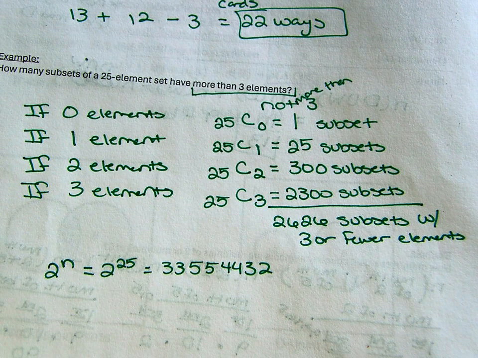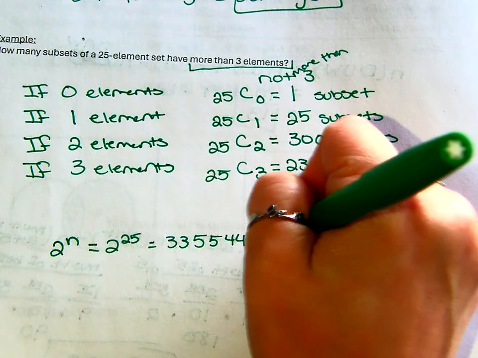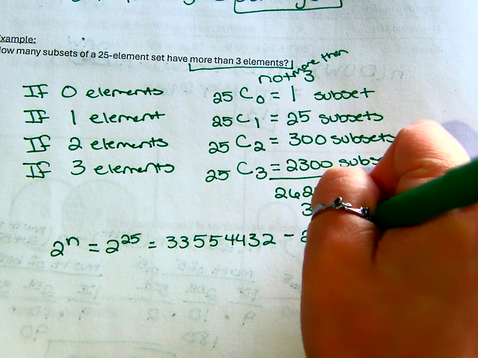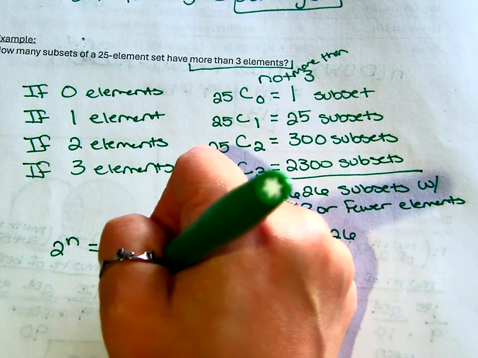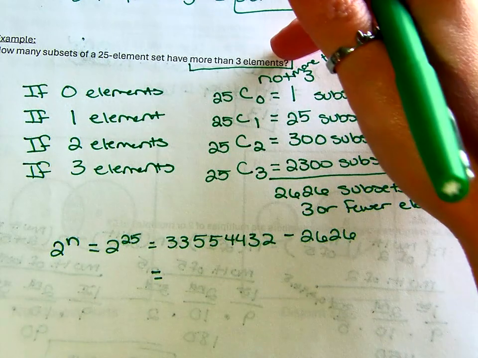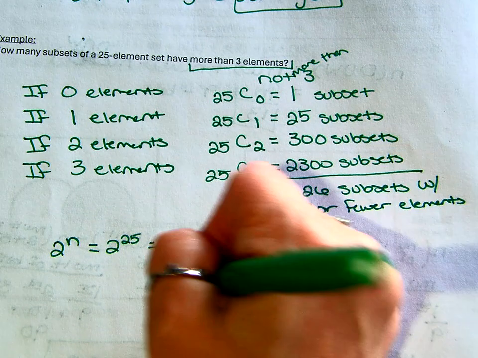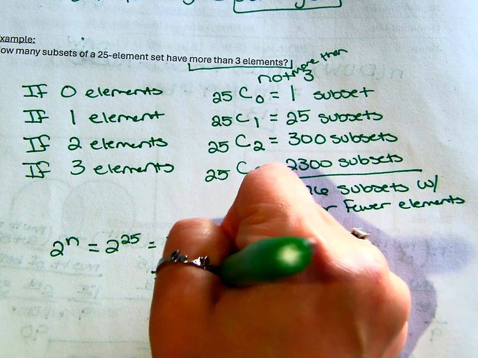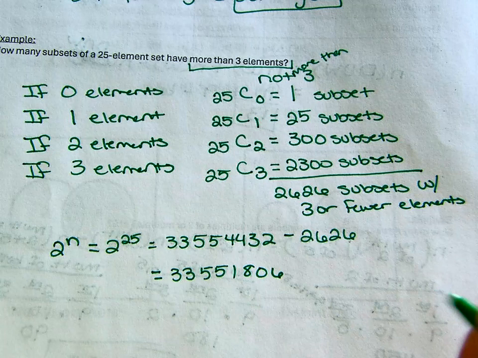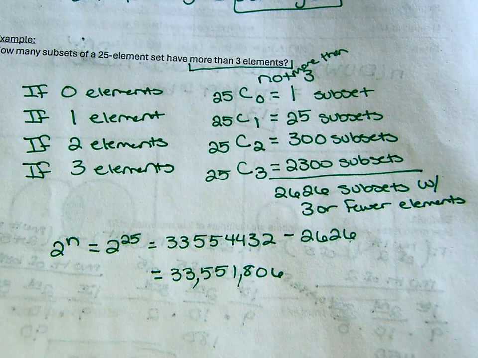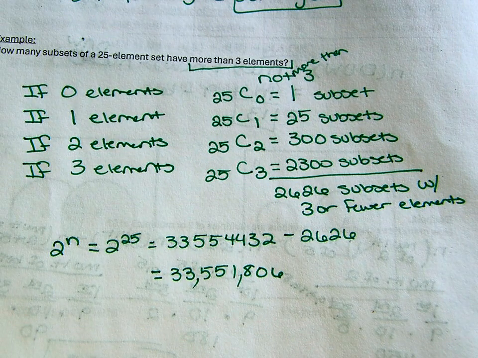So that's how many total possible subsets we can get. Then we're going to subtract from that our not, our 2,626, to find out the total possible subsets where we have more than 3 elements. 33,551,806 possible subsets. I guess I'll write subsets, not ways.